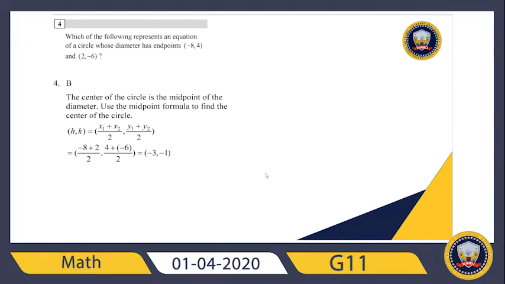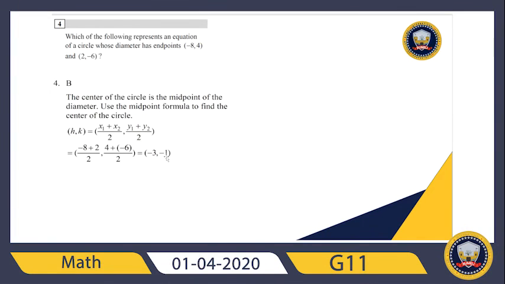Okay, let's try to solve this. The first step is to find the center of the circle, which is the midpoint of the diameter. We have a diameter with these 2 endpoints, so I have to use the midpoint formula, which is (x1 plus x2) over 2, (y1 plus y2) over 2. Take these 2 endpoints, apply the formula, and you will immediately get the center of this circle, which is (-3, -1). So I just took the midpoint between these 2 points, and I found the center.